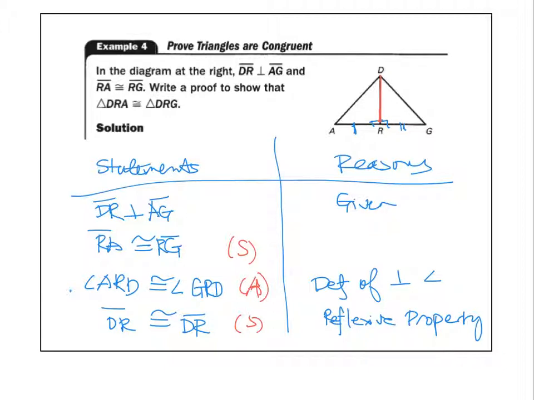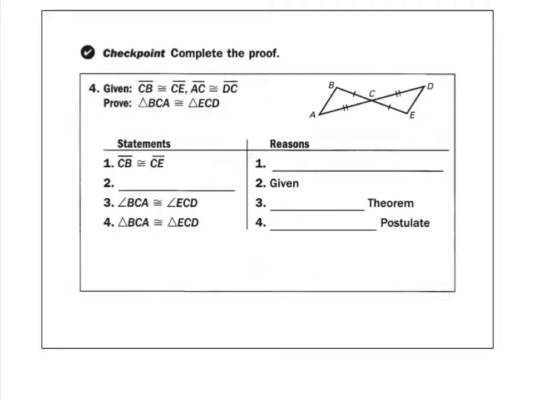So finally I can say by SAS, I can make the congruence statement that triangle ARD is congruent to triangle GRD. Or in their language, DRA is congruent to DRG. Either way would work. Okay? I think that's it.